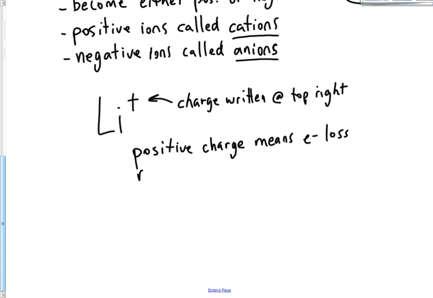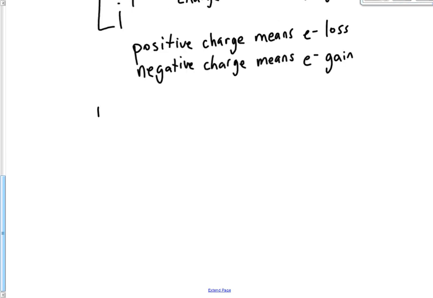Okay, negative charge means that we have added more electrons and we have overall more electrons than we do protons. So that means we have gained electrons. It means an electron gain overall. All right, so just some examples. F minus, fluorine with a -1 charge, that is a fluorine cation, or sorry, fluorine anion.